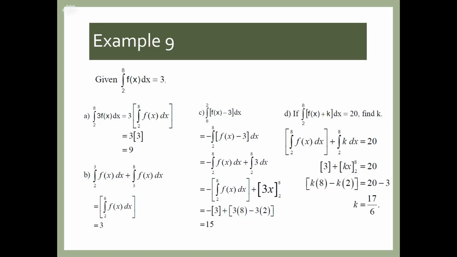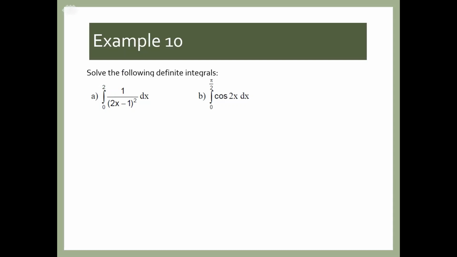Refer to d. The integral of f(x) dx plus k dx over the interval 2, 8 is equal to 20, given that the answer for the first integral is 3. For the second integral, integrate k is kx. By evaluating this integral over the interval 2, 8, the answer is 8k minus 2k, which is equal to 6k. Solving 6k equal to 17, you will get k equal to 17 over 6.